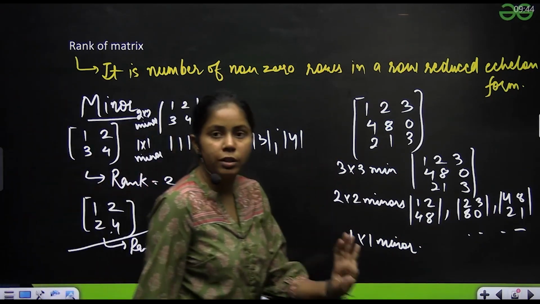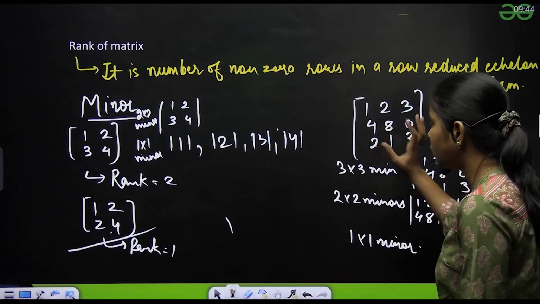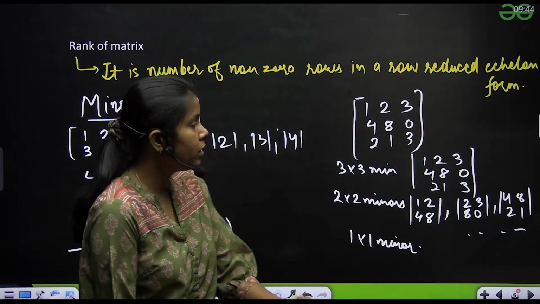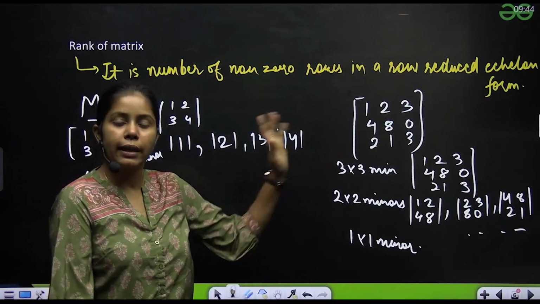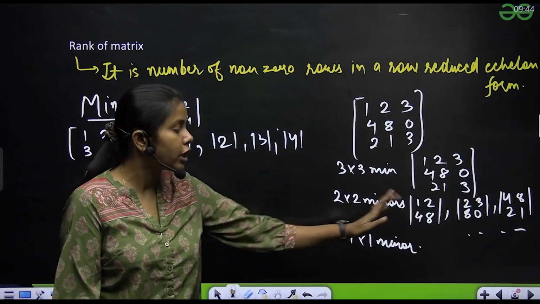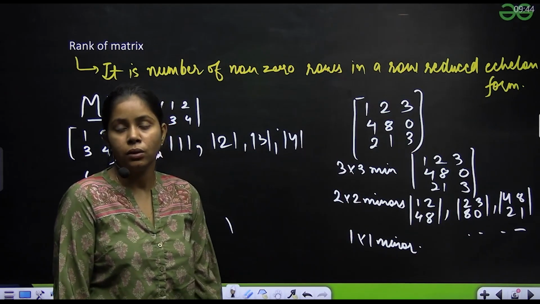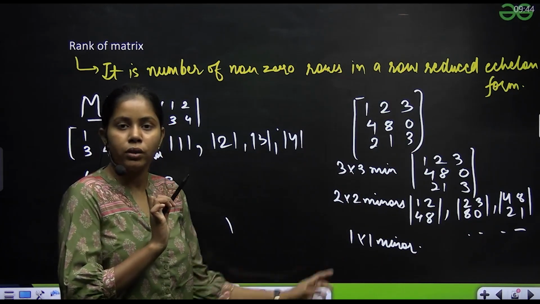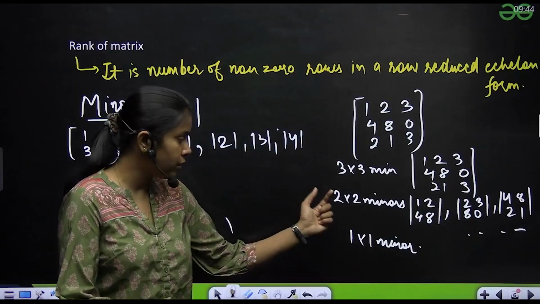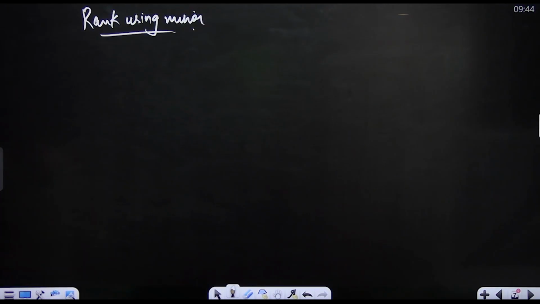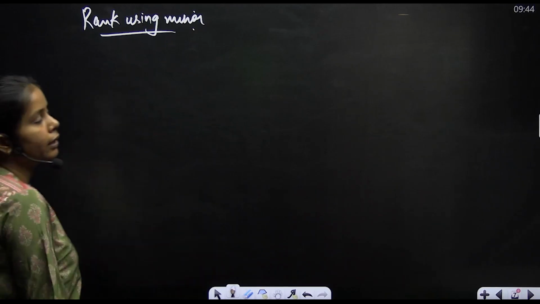Similarly, for a 3 cross 3 matrix, what you need to do? You first need to find the determinant of the matrix. If it is non-zero, then rank is 3. If it is 0, then you would check the 2 cross 2 minors. If one of them is non-zero, rank would be 2. If all of them are 0, then rank would be 1. Like I'll show you. And rank would be 0 only when you have a null matrix.